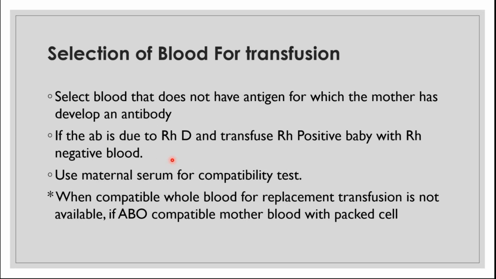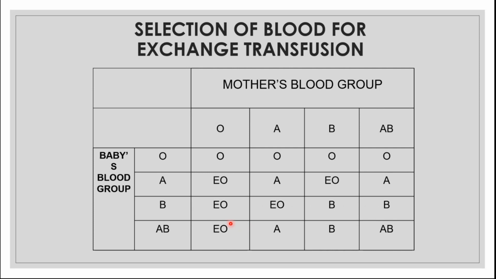Okay, selection of the blood for transfusion. Select blood that does not have the antigen to which the mother has developed the antibody. If the antibody is due to rhesus D, transfuse the rhesus positive baby with rhesus negative blood. Use cross-matching for compatibility testing. When compatible whole blood for replacement transfusion is not available, if ABO compatible with the mother, use blood with plasma removed.